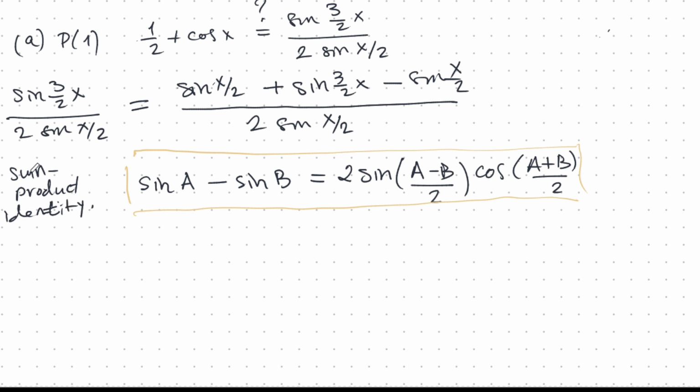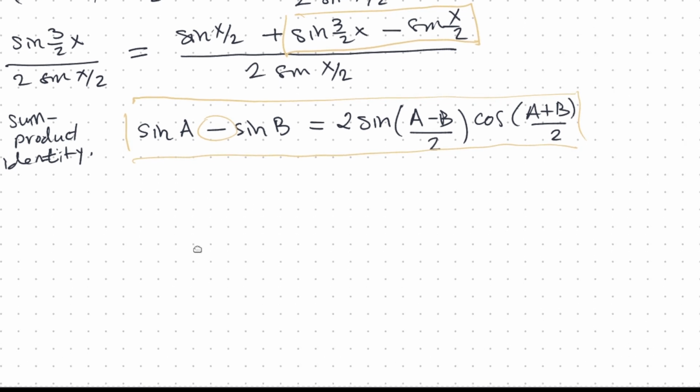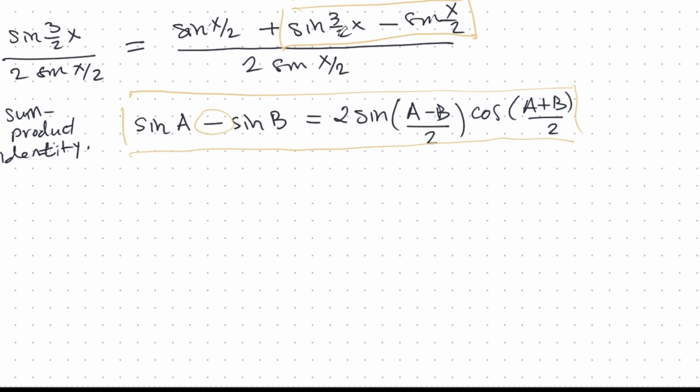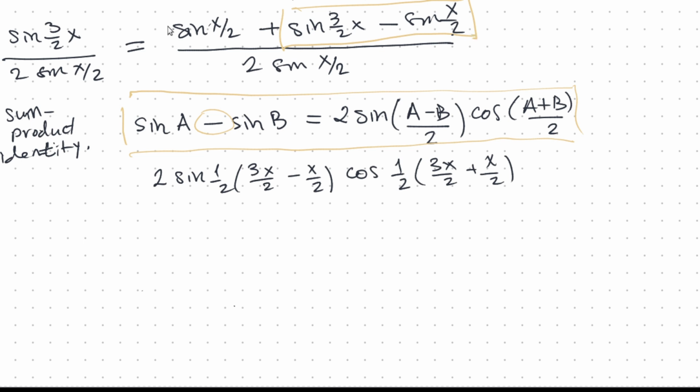Okay, and where am I going to apply this? I'm going to apply it here. That's why I chose the one that has a negative sign here. So let me expand this out now. A is this 3 over 2 x, and B is this x over 2. Let's give this box a little name: I'll call it star. And so star is equal to this, and I'll continue working on the brackets.